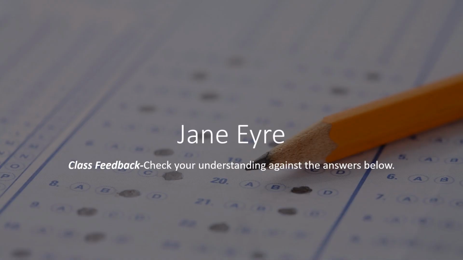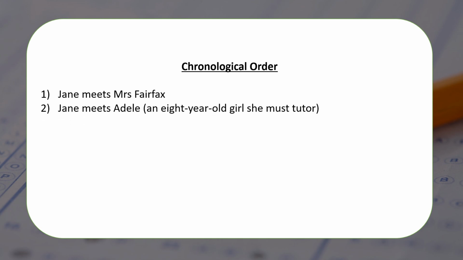Class feedback. Check your understanding against the answers. So in our chronological order then, the first thing that happens is Jane meets Mrs. Fairfax. Now this is significant because when she first meets Mrs. Fairfax, Jane assumes that she is actually the person who owns Thornfield Hall. Number 2, Jane meets Adele, an 8-year-old girl that she must tutor.